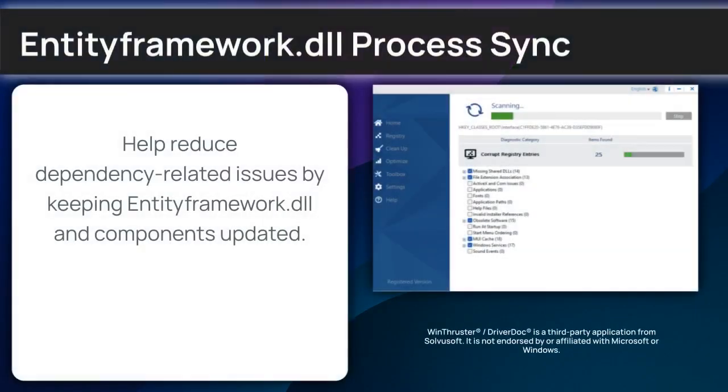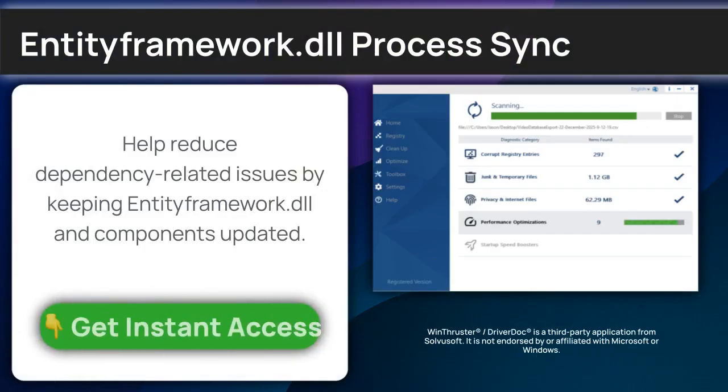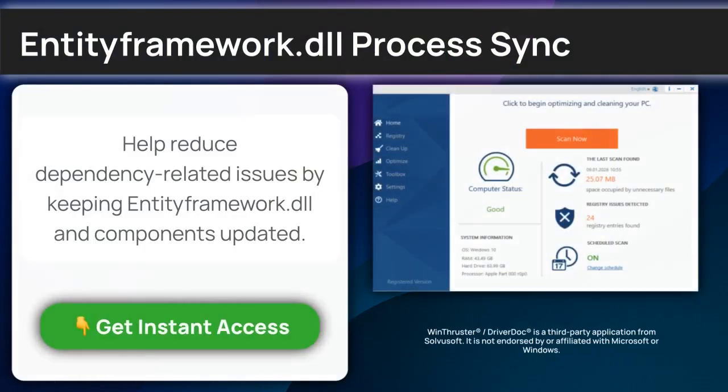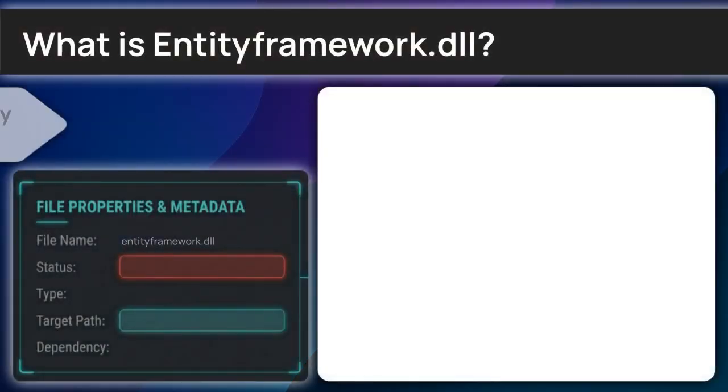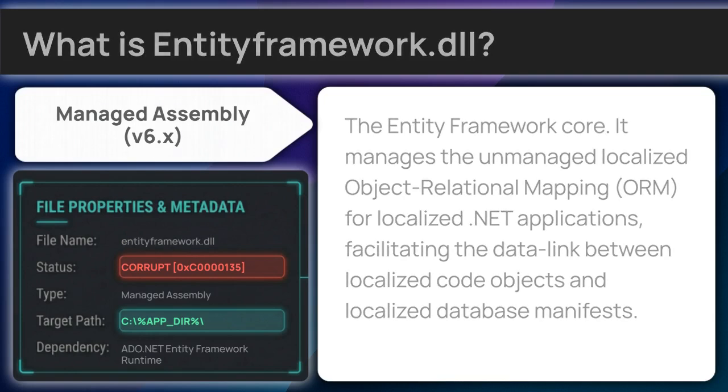To start our troubleshooting for Entity Framework Library, you can follow my manual steps or use a utility for a clean environment review. This is the Entity Framework Library, the Entity Framework Core. It manages the unmanaged localized Object-Relational Mapping, ORM, for localized .NET applications, facilitating the data link between localized code objects and localized database manifests. Since we've identified what's missing, let's try the official recovery method.